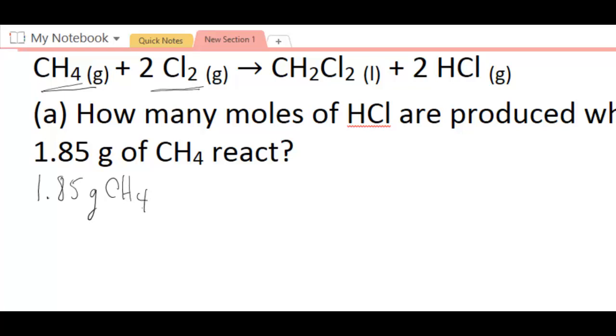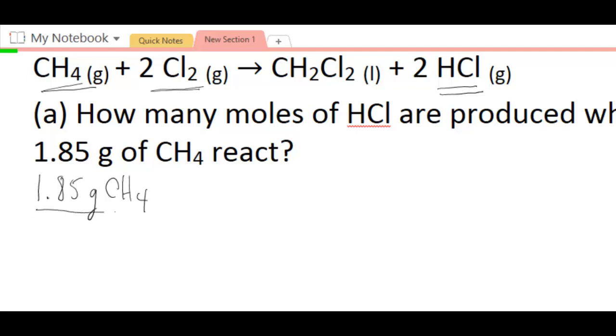And in order to figure out how many moles of hydrochloric acid are produced, hydrochloric acid being one of the products, you have to be able to relate moles of hydrochloric acid to moles of methane. You have to relate everything through moles, whether it's within a chemical formula or within a chemical equation, as we're going to do here with reaction stoichiometry. So you have to get from grams of methane to moles of methane first, and then you can relate moles of methane to moles of hydrochloric acid.